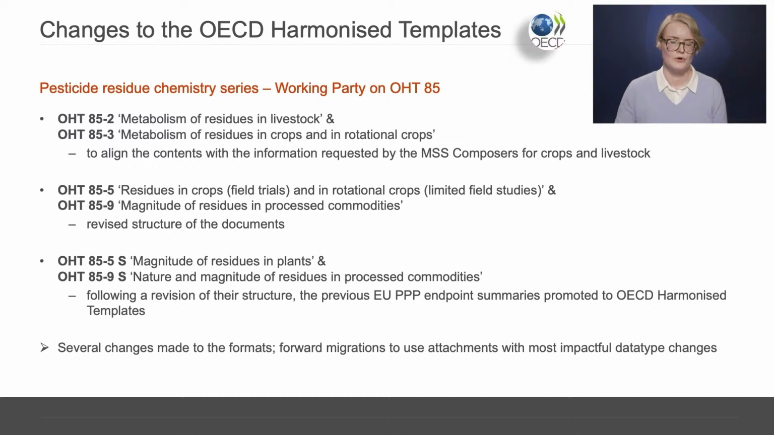All in all, there were several changes made to the OHT 85 series formats. And for the most impactful data type changes, it was agreed to use attachments for forward migrations to store any such information that would otherwise be lost during migration. Noting, however, that these documents are currently only used in the EU PPP working contexts, and for the most part, not a lot of legacy data is expected, as most of the data has so far been requested to be provided using an XML attachment instead of actually filling in the fields of the OHTs.